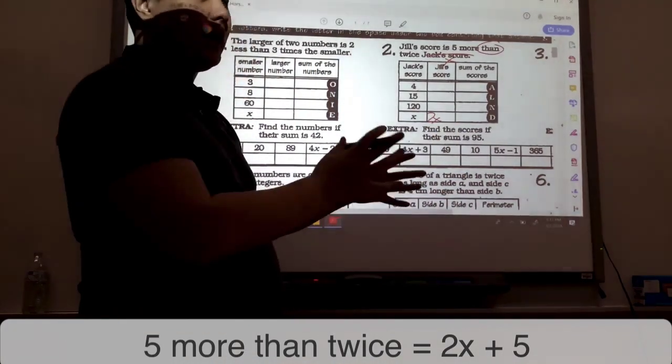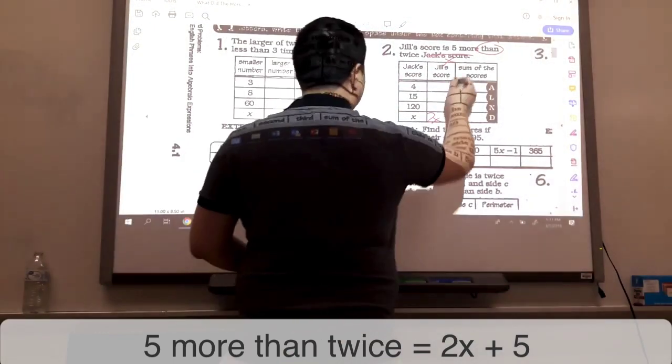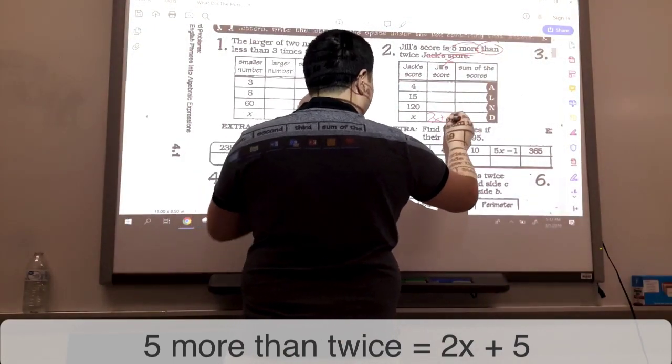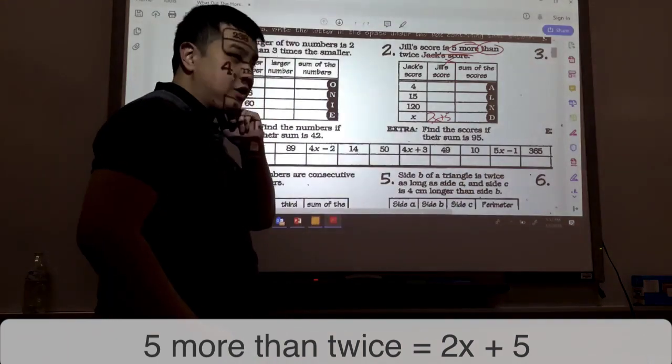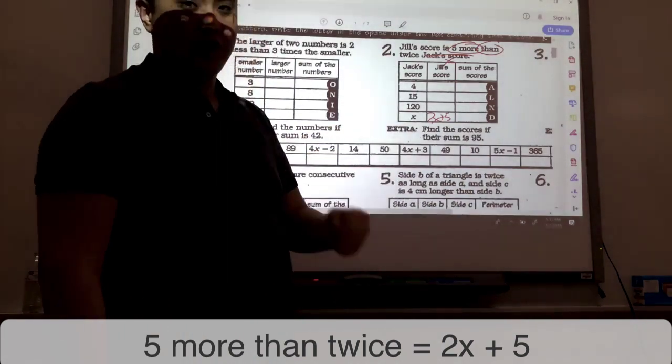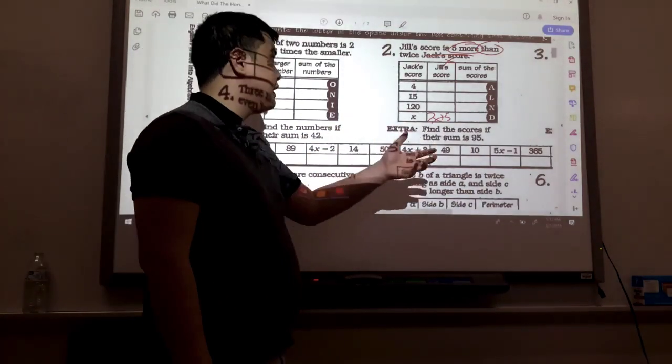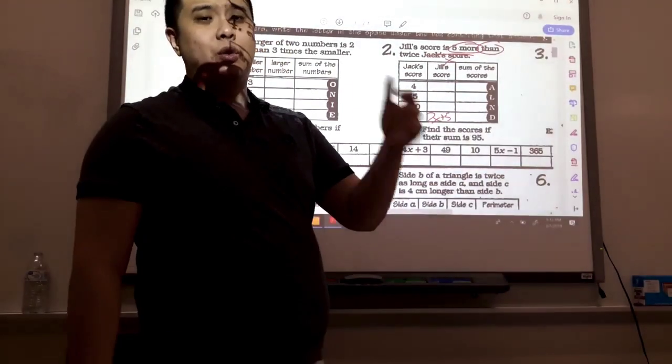Then we go to what's beforehand, which is 5 more right here. So we're going to add 5 to that. That's the second part of the expression. That expression represents Jill's score. It says Jill's score is 5 more than twice x.